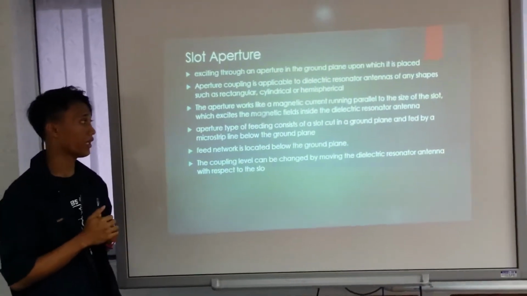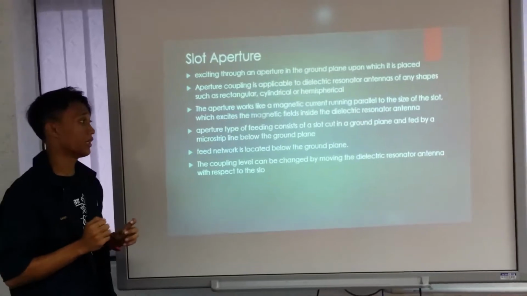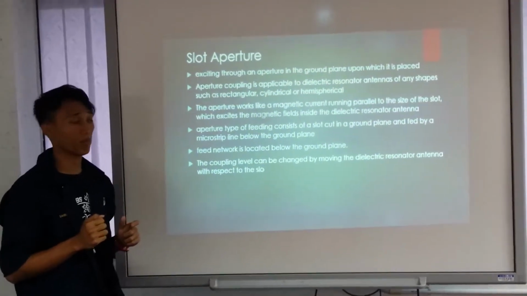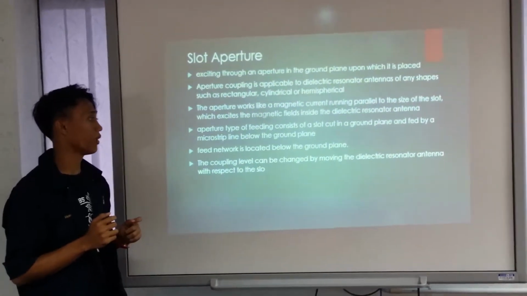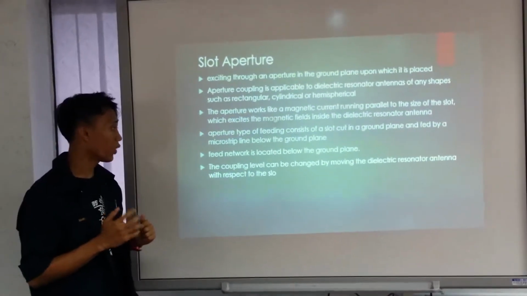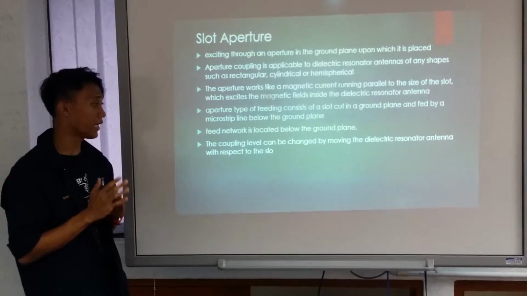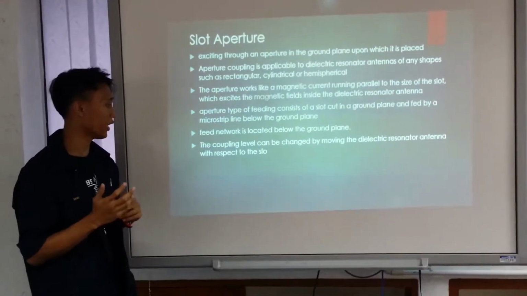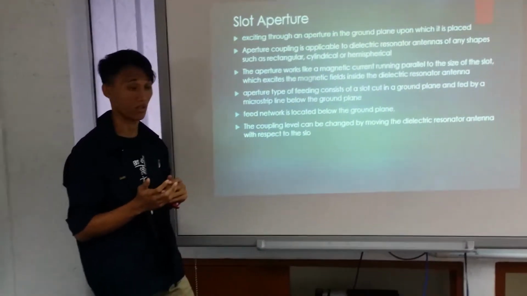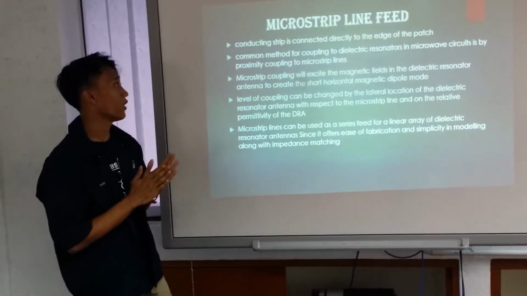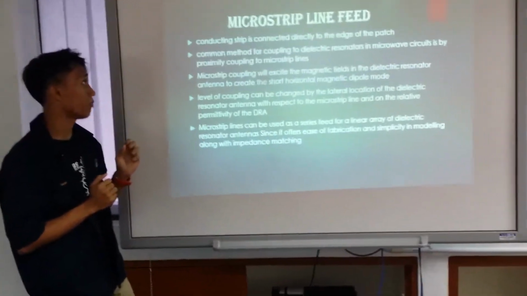Aperture type of feeding consists of a slot cut in the ground plane and fed by a microstrip line below the ground plane. The feed network is located below the ground plane. The coupling level can be changed by moving the dielectric resonator antenna with respect to the slot. And we will go through the microstrip line feed.